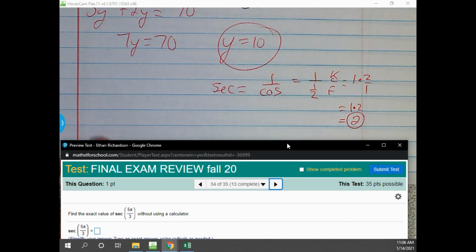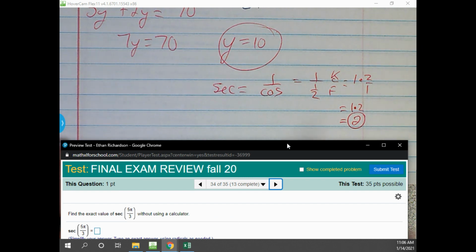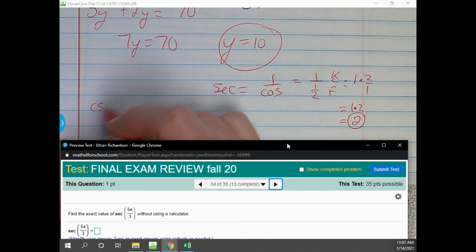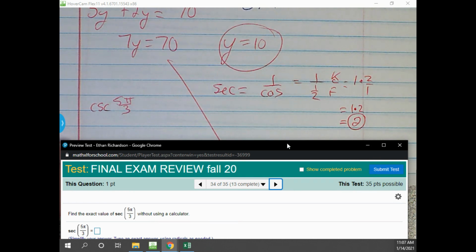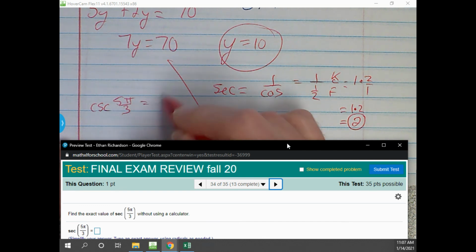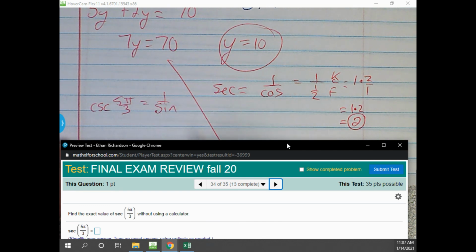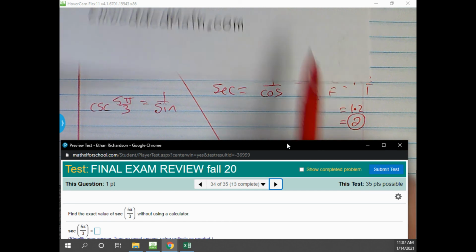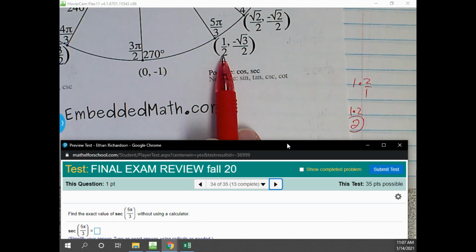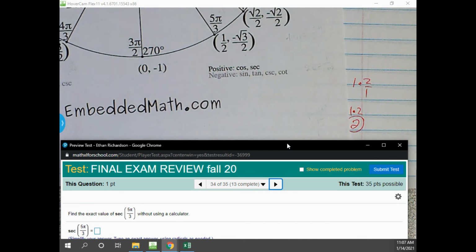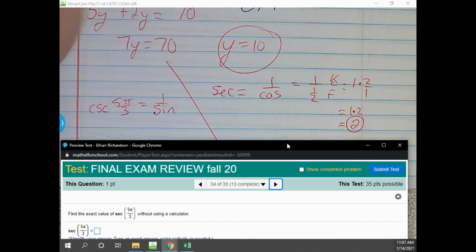Okay, now we'll go back and I'll do a worst case scenario. If this thing had been cosecant of 5 pi over 3, well, cosecant would be 1 over sine. And sine in this case would have been the negative square root of 3 over 2. So for 5 pi over 3, again, this is cosine, this is sine. So at that point, it's 1 over the negative square root of 3 over 2.